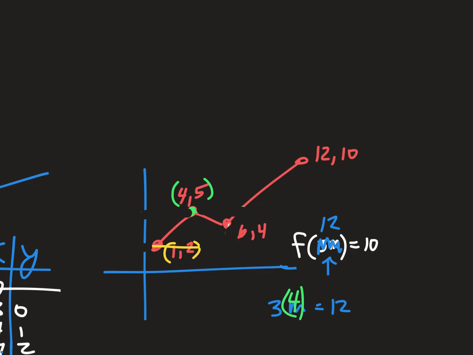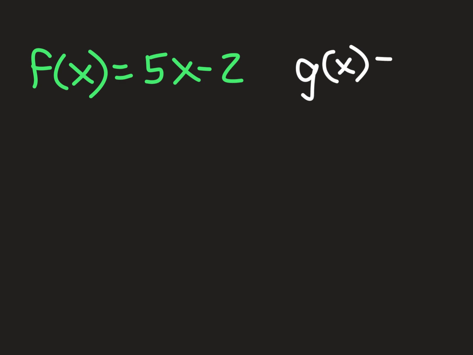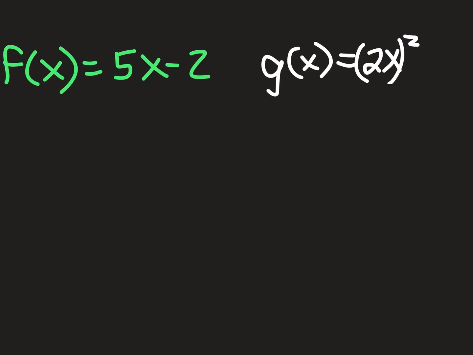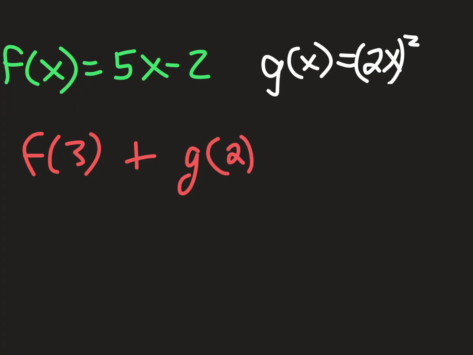Okay. All right. That's one kind. Here's a couple other kinds. I'm going to say f of x is 5x minus 2. And g of x, I'll make a different color. You should write this one down. G of x is equal to 2x quantity squared. Okay. We'll start with a really easy one. What's f of 3 plus g of 2? So figure out f of 3, figure out g of 2. And you just got to add them. I'll pause for a second. Let me give that a try.